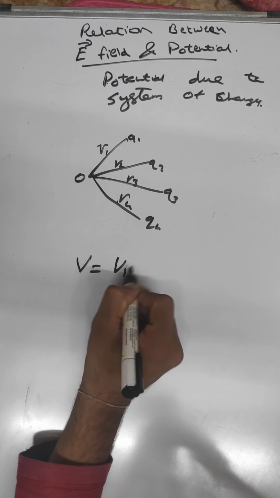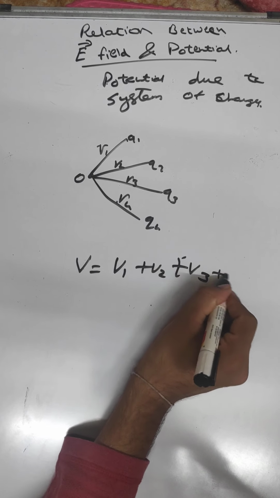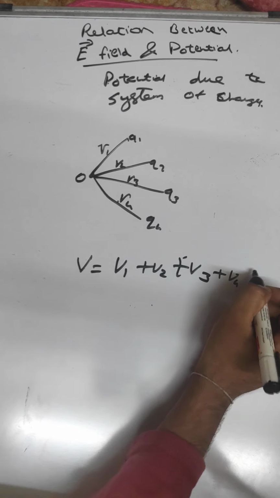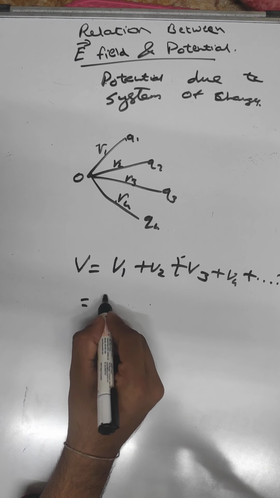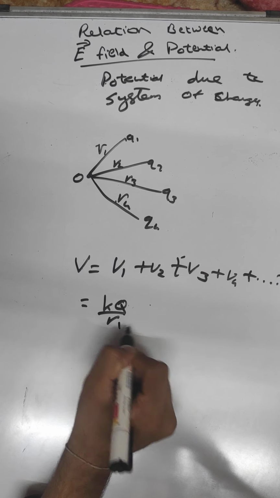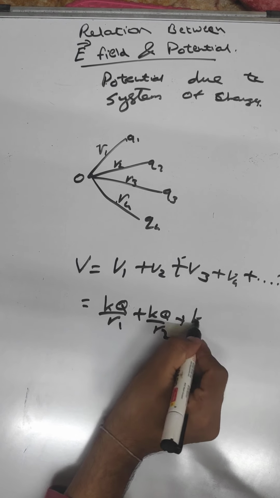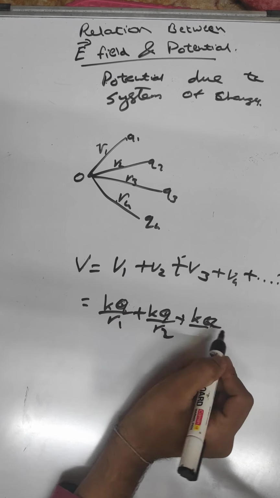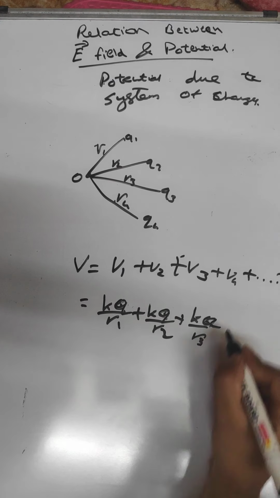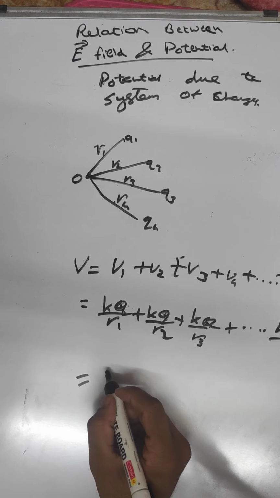It will be equal to the potential due to charge 1, potential due to charge 2, potential due to charge 3, and potential due to charge 4. And if there are n number of charges, then it will be the potential due to n charges, which will be equal to kq1 by r1 plus kq2 by r2 plus kq3 by r3, and you can take it up to kqn by rn. These are small charges. Okay, I hope this is very clear to you.